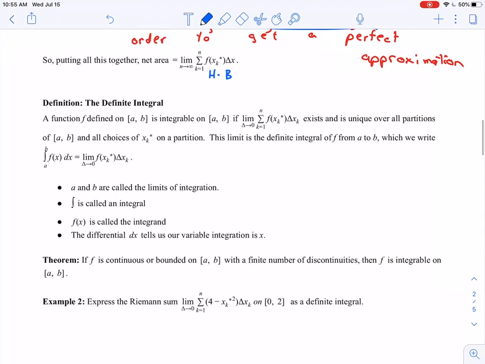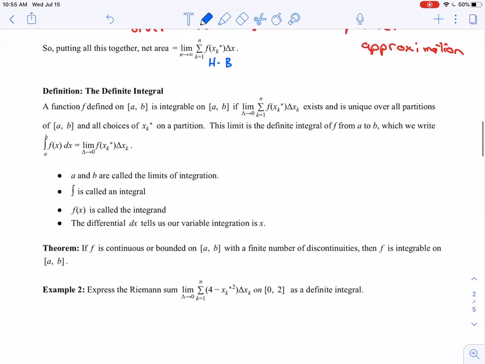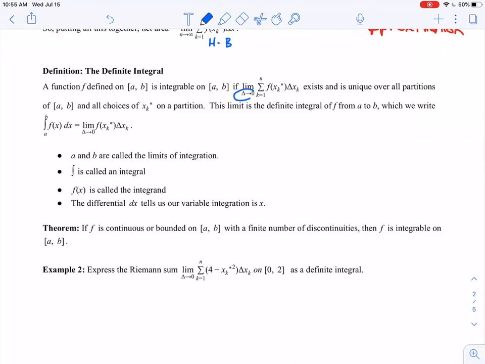I prefer to think about it as the number of rectangles getting larger and larger and larger. We're using more and more rectangles, but another way you can think about it is that the width of each one of those rectangles is getting smaller and smaller and smaller. The width is getting infinitely small. But you can think about this piece right here.